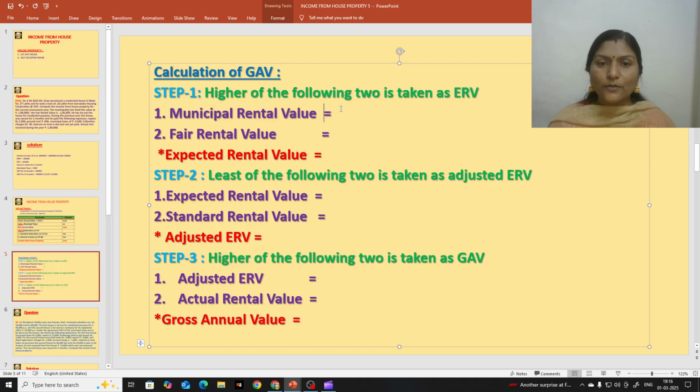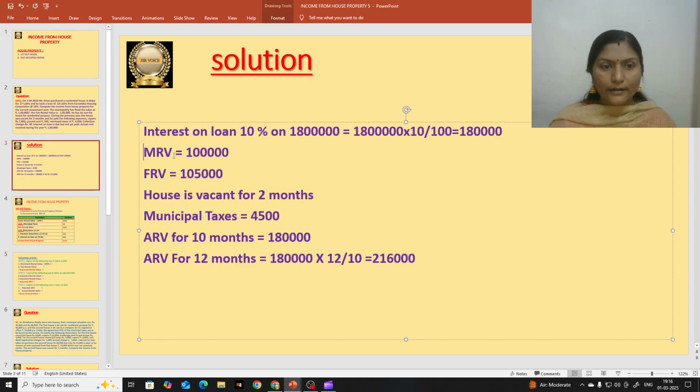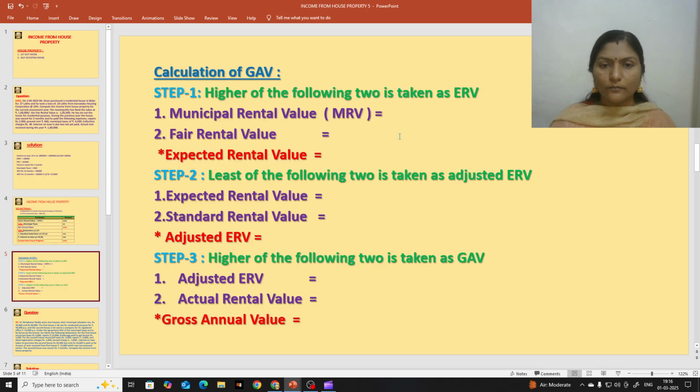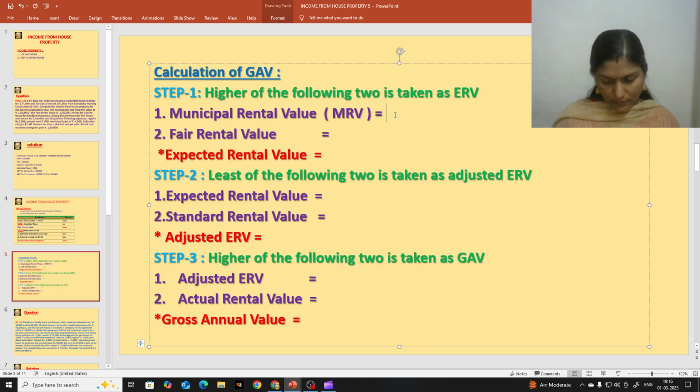So first one is what? MRV. The short form of municipal rental value is MRV. We should take it for the full 1 year. Already we have recorded that in the solution box. How much is it? 1 lakh. Let us take 1 lakh rupees there in the place of MRV. I will take here 1 lakh.